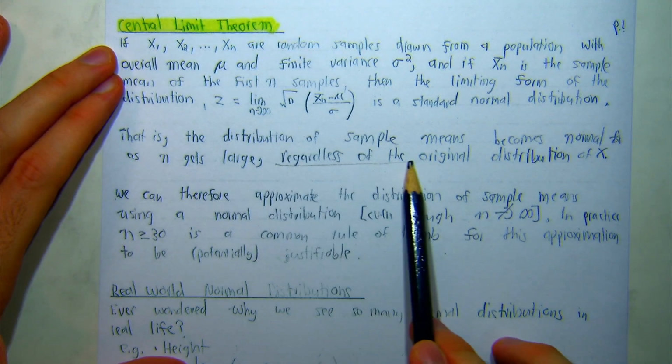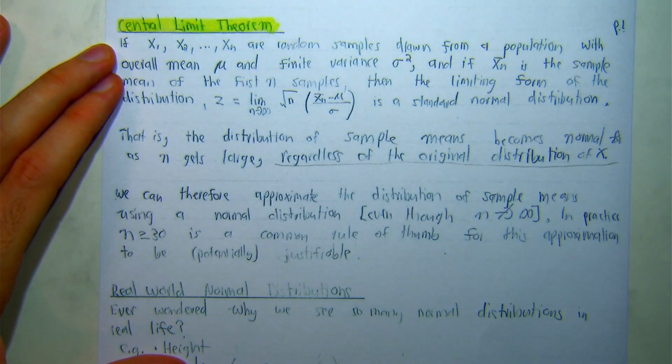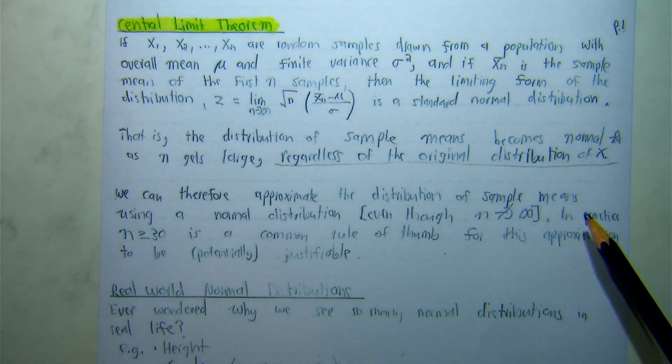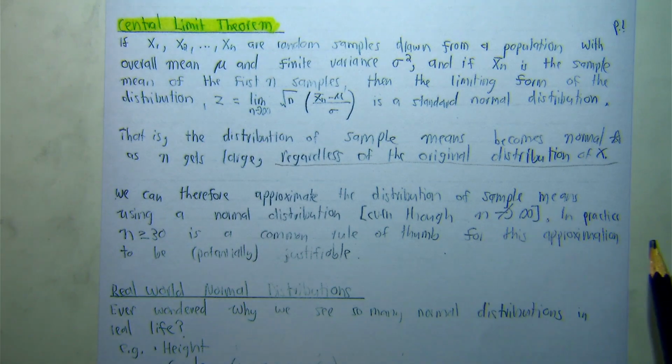So this is often something that people find confusing, that x need not be normal for the distribution of means to be normal. That's what makes central limit theorem so useful. And we can therefore approximate the distribution of sample means using a normal distribution.